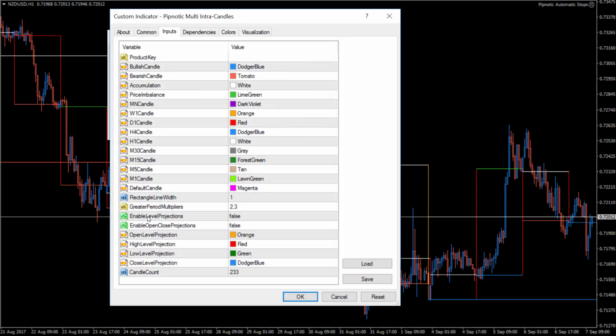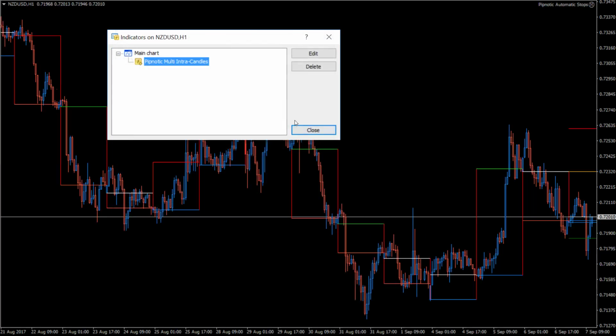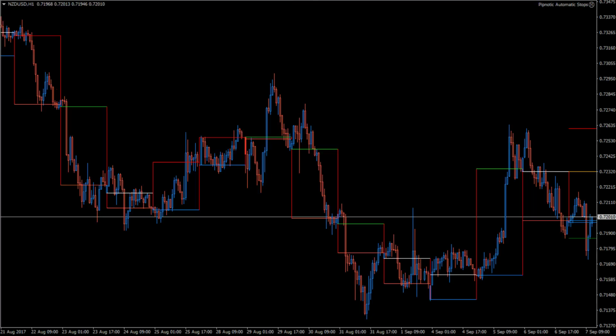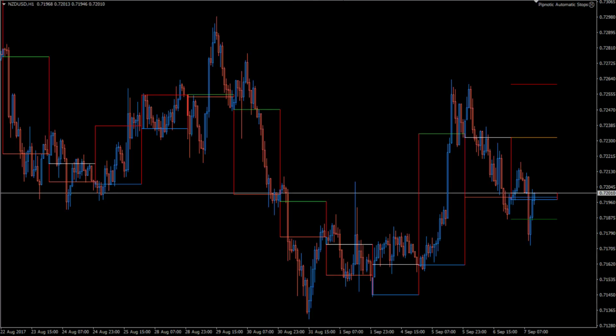Then we have this down here, which is called enable level projections. If you set this to true, then it's going to show you these projections, these level projections from the previous period. So we know here that we have the high from the previous day, which is just here, went up here. We have the low from the previous day, and we have the open from the previous day and the close from the previous day, which is just here, which you can't really see. So you can reference these when you're trading.